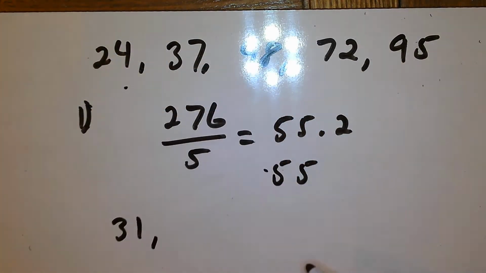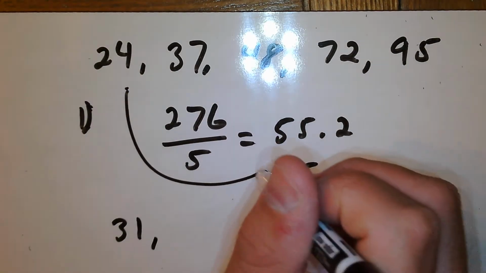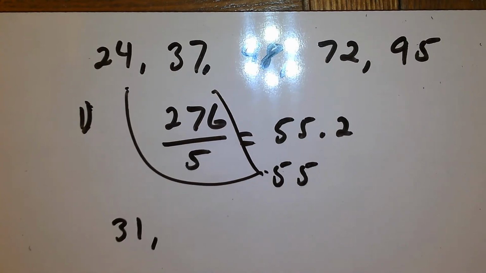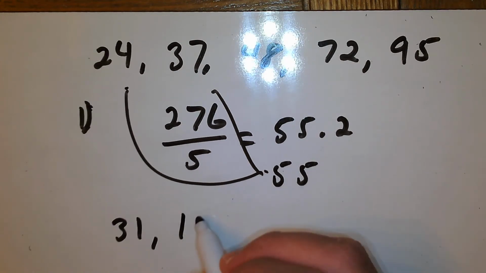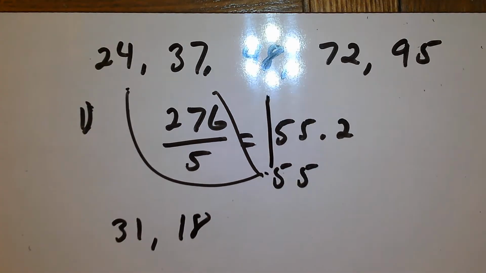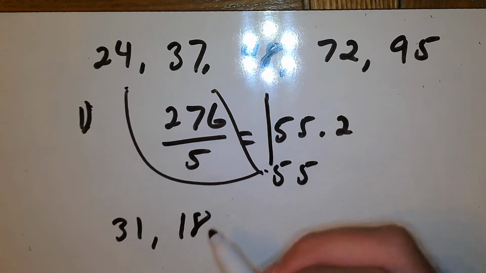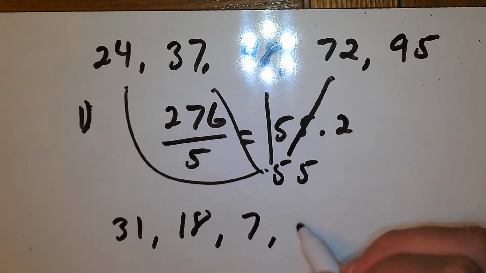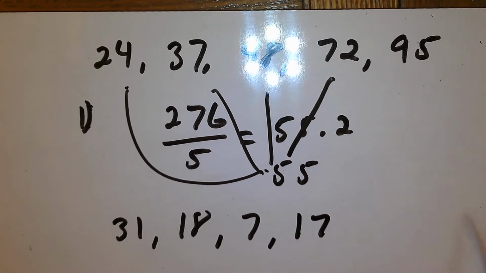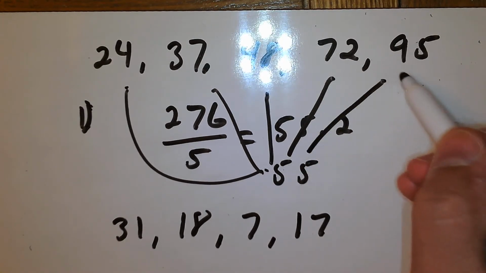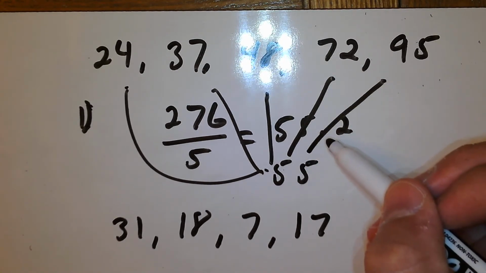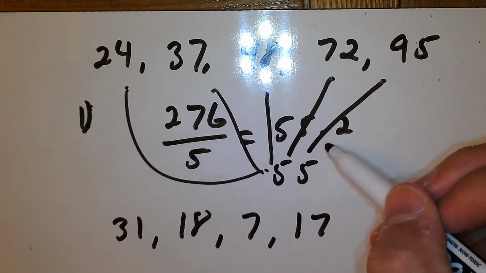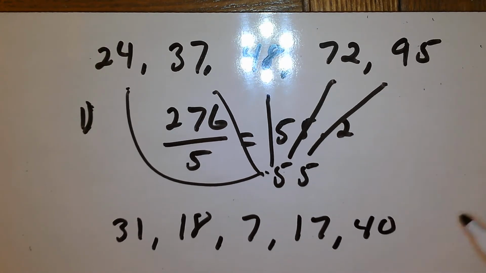The next one would be 55 to 37. 55 minus 37 would be 18. 55 to 48, 55 minus 48 is 7. 55 to 72, 55 minus 72, well that's going to be a negative number. We're going to change it to a positive, so it'll be positive 17. The other way we can do it is 95 minus 55, rather than 55 minus 95, so that I make sure I get a positive number. That's going to be 40.